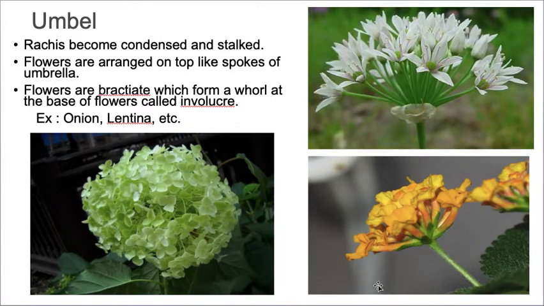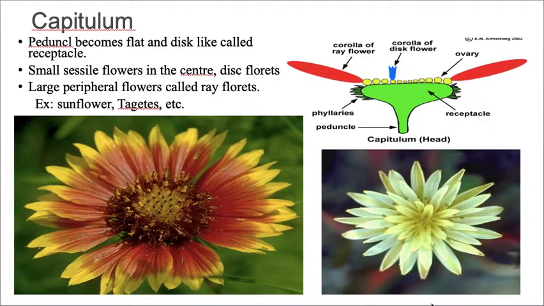See, lantana you can see on the roadside, it's a common flower. Onion flower everyone must have seen. So these are the best examples for umbel. Whereas the very important one, it's my favorite one. That's why it became very important actually. So this is capitulum. I don't know what attracts me in this flower. I really don't know, but this is my favorite flower.